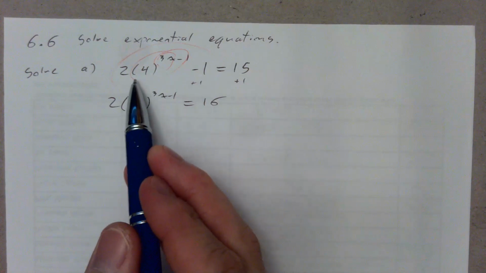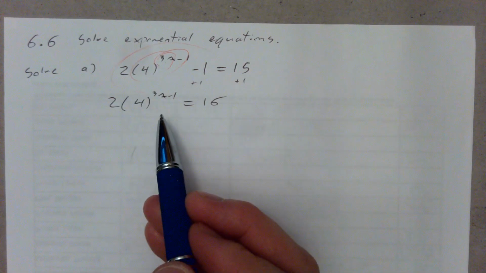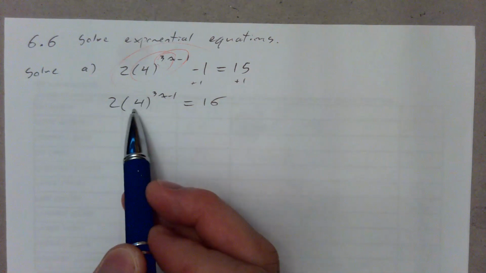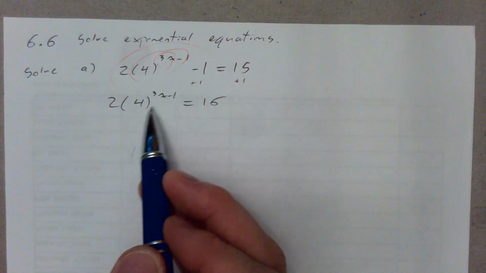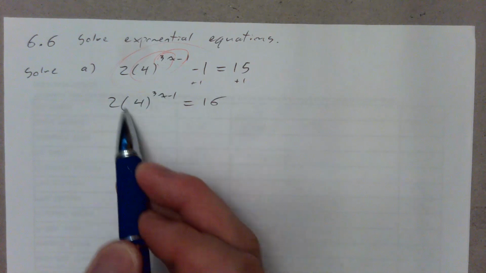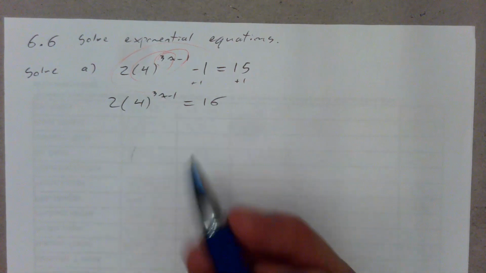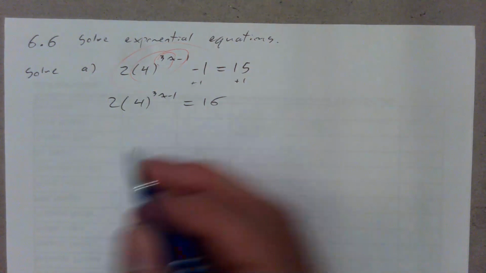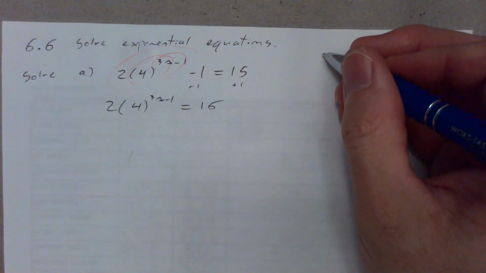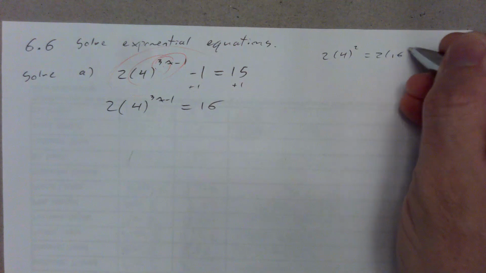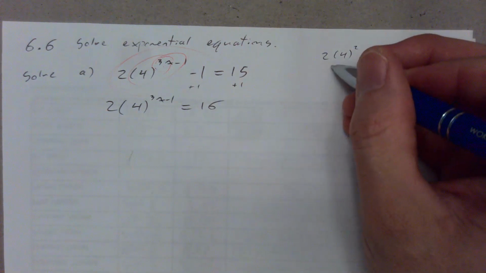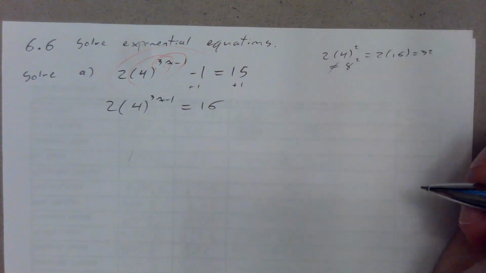Make sure you don't do 2 times 4. 2 times 4 is 8, but there's no 2 times 4 here. This is 2 times a power of 4. And BEDMAS would suggest that I would have to evaluate the power based off of this exponent first. Right? We know this to be true. We know that 2 times 4 squared, which is 2 times 16, is 32. We know that that's not 8 squared. No.